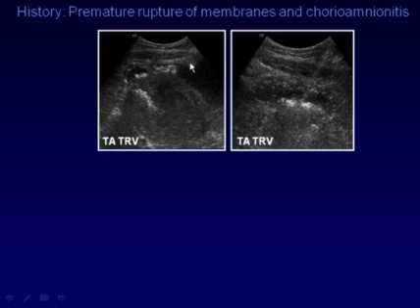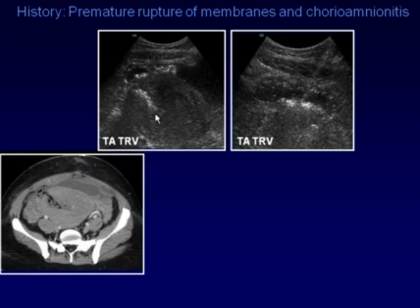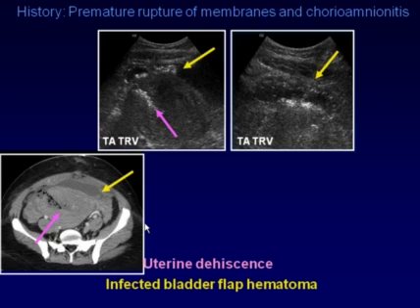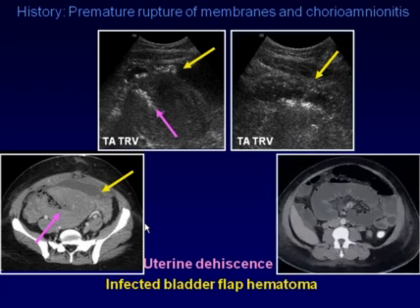Then there is a collection anterior to the uterus, mostly fluid, but also with some bubbles and bright echoes and some funny little artifacts. And so this is in the location of the bladder flap hematoma, but with gas at this location as well as in the uterus. The corresponding CT, which was performed subsequently, shows the same thing, the long line of gas within the myometrium and extending into the bladder flap hematoma. This is considered to be a uterine dehiscence and an infected bladder flap hematoma.